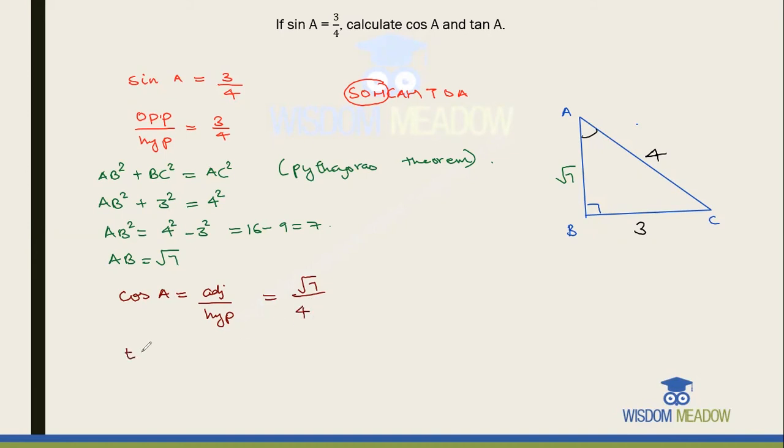Now you have to find tan A. So tan A, the formula is TOA, that is opposite over adjacent. So opposite of A is 3, and the adjacent, the one next to that, is the arm of the angle apart from the hypotenuse. So that's 3 over root 7.